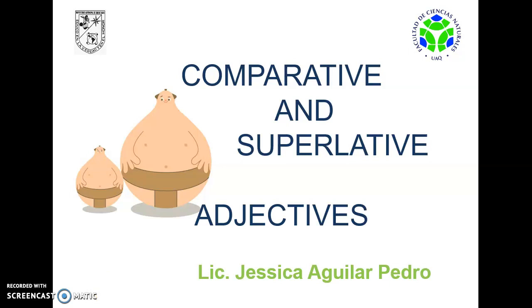Hello everybody. Today we are going to study the first topic of our third partial, guys. It has to do with comparatives and superlatives. We are going to work with adjectives. Remember that adjectives are the words that you are using for describing people.